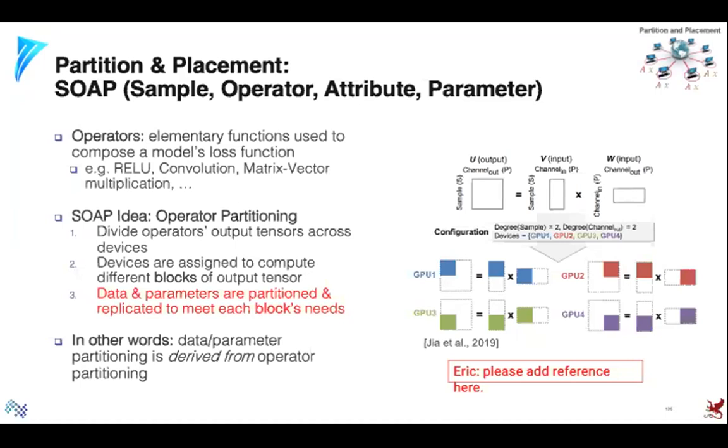And operator-centric partitioning, such as the SOAP scheme, instead of thinking of partitioning of data and model, first looks at an operator's output tensors, right? So basically, if I'm going to do A times X, then what's the output? It's basically going to be another matrix or vector. And then we're going to assign different devices to different blocks of the output. Let's say it's an output matrix. I might assign GPU 1 to the top left block and GPU 3 to the bottom left block. And then based on what devices are assigned to compute which block, the devices are going to pull in the different pieces of data and parameters necessary to compute that block. And that drives the partitioning and duplication as needed for this assignment.